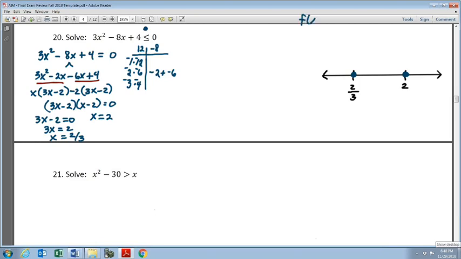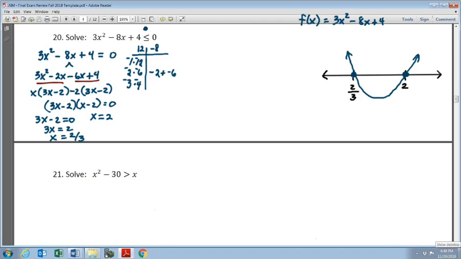Now what we're really doing here is graphing the function f of x equals 3x squared minus 8x plus 4. We want to know where this function is less than 0. We already have where it's equal. That's where our dots are. We know this is a parabola though, and because it's a positive 3 in front of the x squared, we know it opens up. So what we normally do is draw a rough sketch of the parabola.